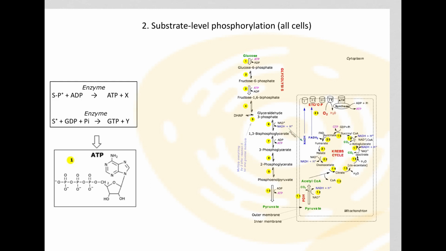So we have oxidative phosphorylation, number 1, and then we have substrate level phosphorylation, number 2. So these are two ways that your cells use to make ATP.